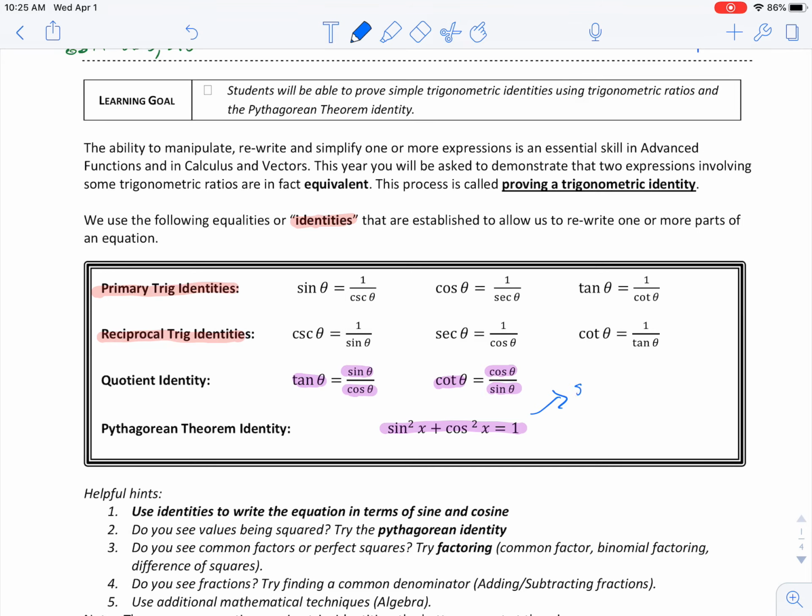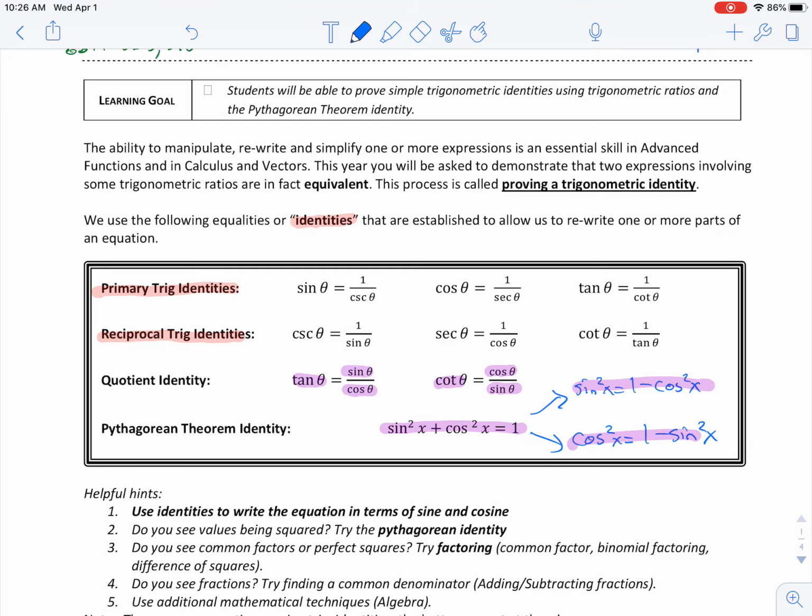So you can rearrange this so you could have sine squared x equals, and you move the cos squared x over, so you have 1 minus cos squared x. And then you can have cos squared x, where you move the sine squared x over, so 1 minus sine squared x. And it's a bit confusing in the beginning in what we're going to be doing with these things, but it all makes sense once we start to do some questions.